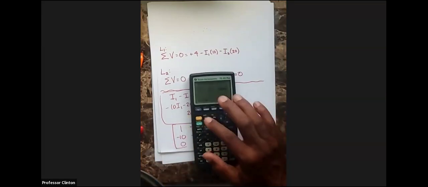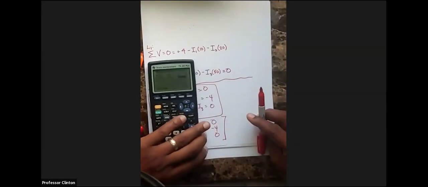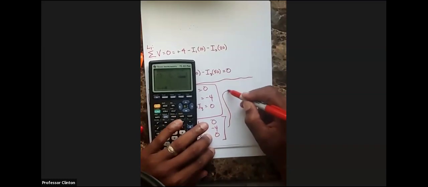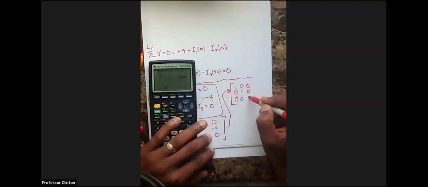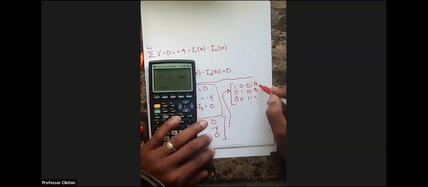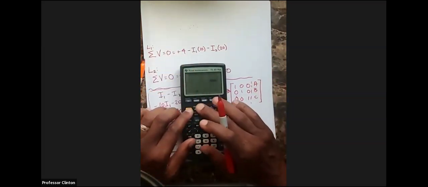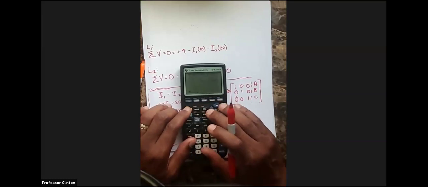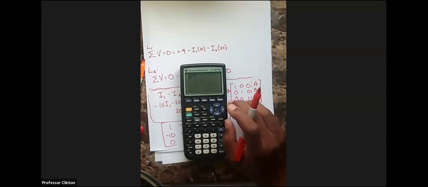And so what you're going to want to do now is put this in reduced row echelon form. So essentially, you're going to want to put this on your calculator so that it looks like zeros above the diagonal and ones below the diagonal. Our answers are going to be A, B, and C. So how do I do that? It's a little bit clunky here, so I have to go out and go back into the matrix area.